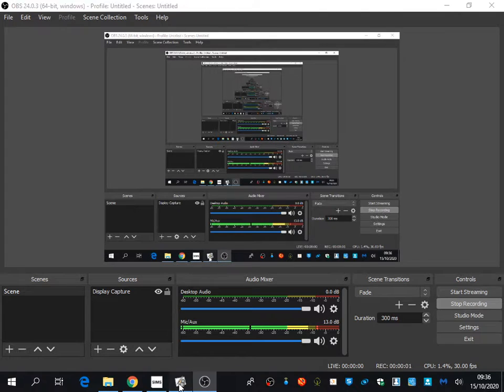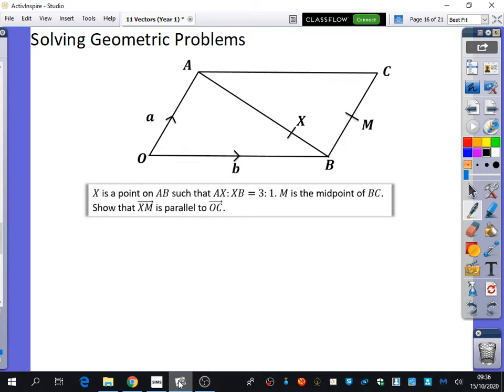So this first one we're going to have a look at, we're looking at solving geometric problems. When I talk about geometric, I'm talking about shapes and things to do with diagrams and drawings. If I ever say, oh, what's the geometric meaning of this? I want you to think, what does it mean if you were to draw it, okay?